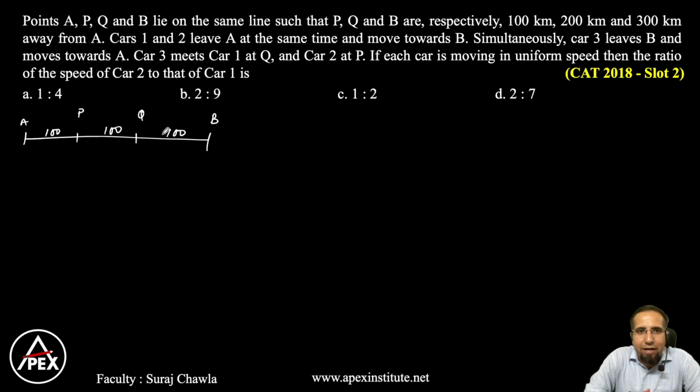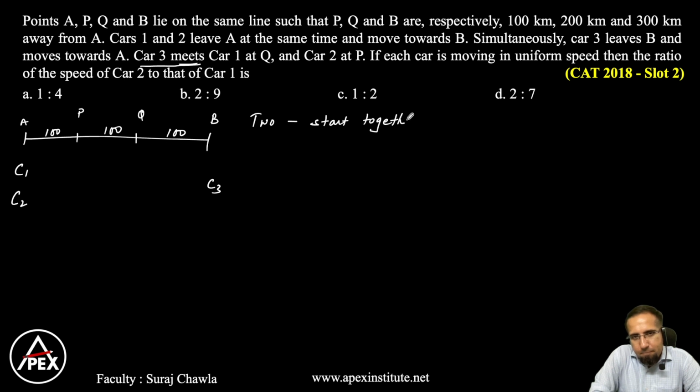Clear? Now, cars 1 and 2 leave A at the same time and move towards B. Simultaneously, car 3 leaves B and moves towards A. That means all of them are starting together. Car 1, car 2 and car 3. If all of them are starting together and I'm told that car 3 meets... Now understand, when two bodies start together and they meet, what can I comment, guys? I can comment that time is constant.